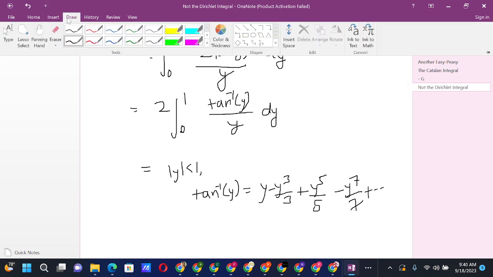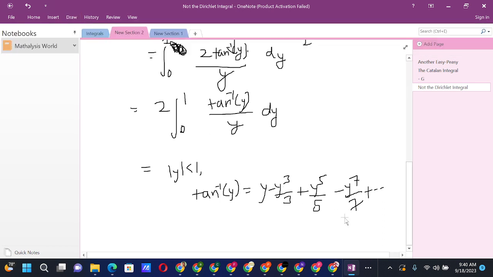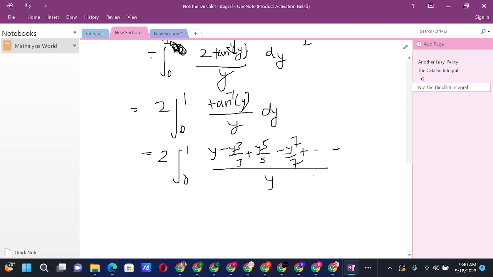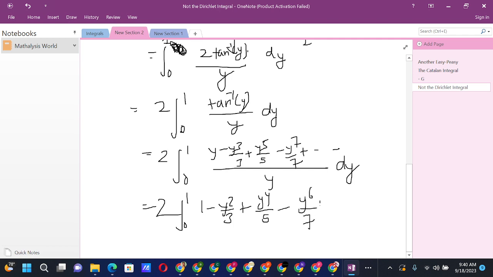So if we use the series expansion, the integral will be a lot easier and we can integrate it term by term. It's 2 times the integral from 0 to 1 of y minus y cubed by 3 plus y to the power 5 by 5 minus y to the power 7 by 7 and so on, over y dy. And then it's 2 times the integral from 0 to 1 of 1 minus y square by 3 plus y to the power 4 by 5 minus y to the power 6 by 7 and so on. And now we can integrate this easily, term by term.